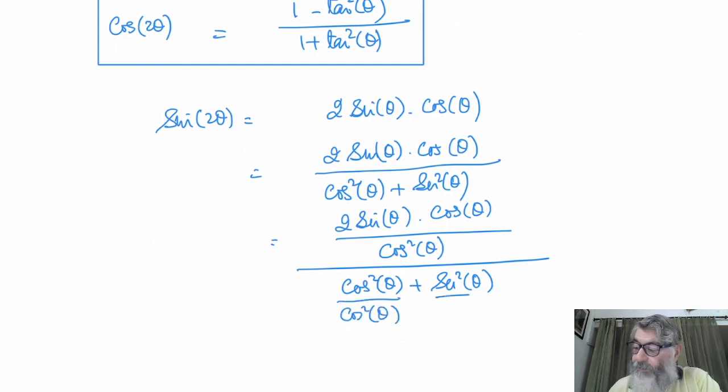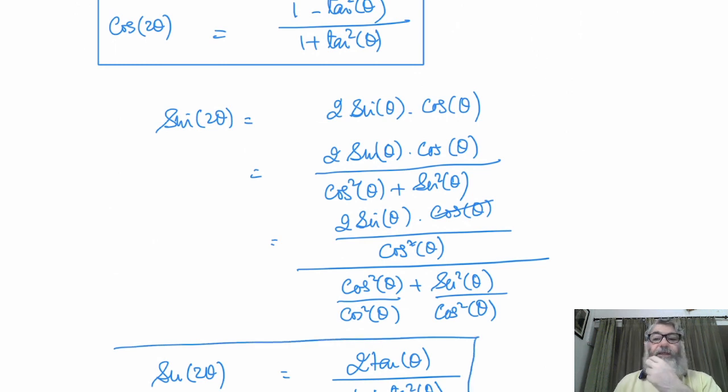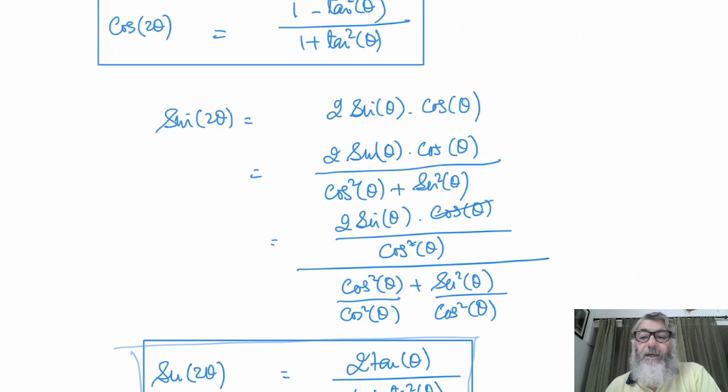So what do I get? One of the cos theta will cancel with one of the cos theta, so you will get 2 tan theta upon 1 plus tan square theta. So you get sine 2 theta as 2 tan theta upon 1 plus tan square theta. Now you have got cos 2 theta in terms of tan square theta and also sine 2 theta in terms of tan square theta.